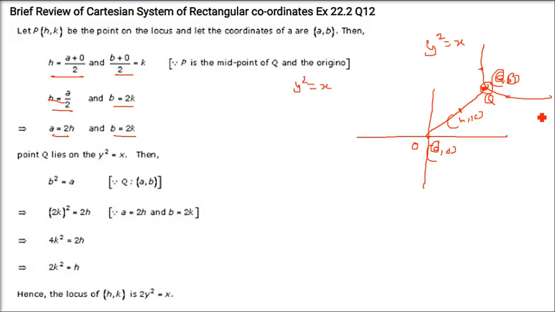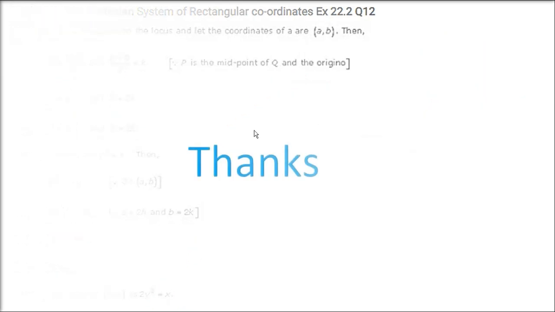Now y square equals x. Put x as A because A and B lie on this curve. So B square equals A. Now put A as 2H and B as 2K. Now just solve it and you are going to get 2K square equals H. Replace H by x and K by y. You are going to get this as the result. This is all about this exercise.